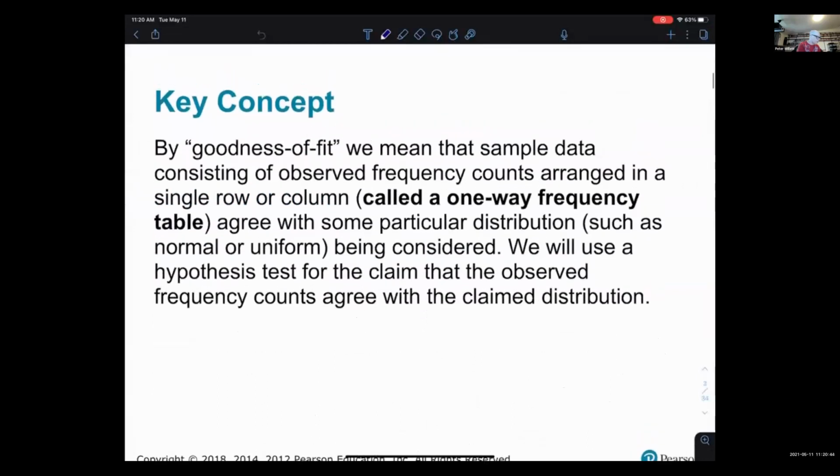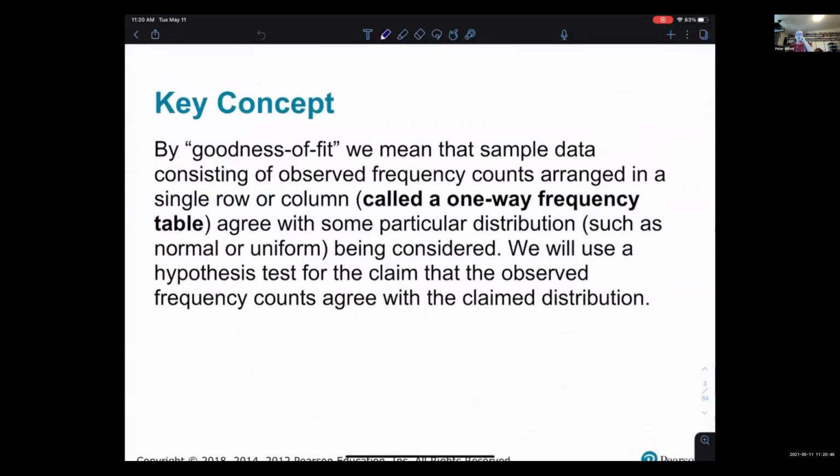So what is the key concept for a goodness of fit? By goodness of fit, we mean that sample data consisting of observed frequency counts arranged in a single row or column called a one-way frequency table agree with some particular distribution, such as a normal or uniform distribution that's being considered. We will use a hypothesis test for the claim that the observed frequency counts agree with the claimed distribution.